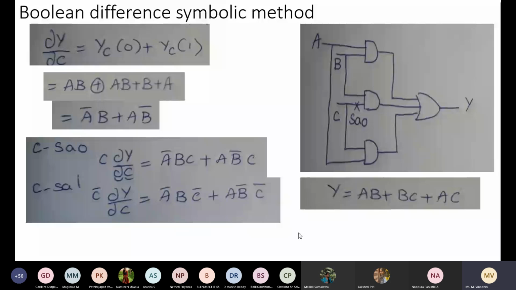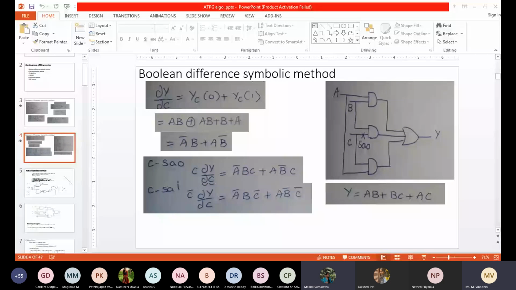Did I tell anything else? For B also you have to find. B also. What is the answer? Sumalata, tell me. When we consider stuck at 0 at B, 0, 1, 1 and 1, 1, 0, ma'am. 0, 1, 1, 1, 1, 0. Others, can anybody else give the answer? Is it the same? Yes, ma'am, it's the same. Okay, Anusha, can you give the answer for the other one? B stuck at 1. It will be 0, 0, 1 and 1, 0, 0.